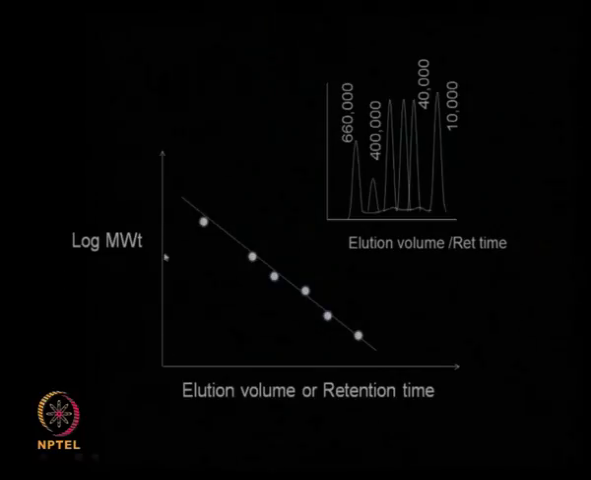Then you plot a graph between log molecular weight versus the retention time. So you should get a nice line like this. So if you have an unknown system, you inject it, find out the retention time, and then using this standard graph, you can get the molecular weight. This is the normal procedure which you use. So it is a very powerful standard graph which you can develop with known molecular weight standards.